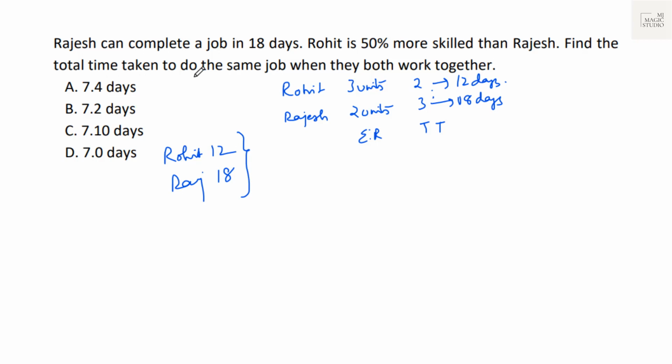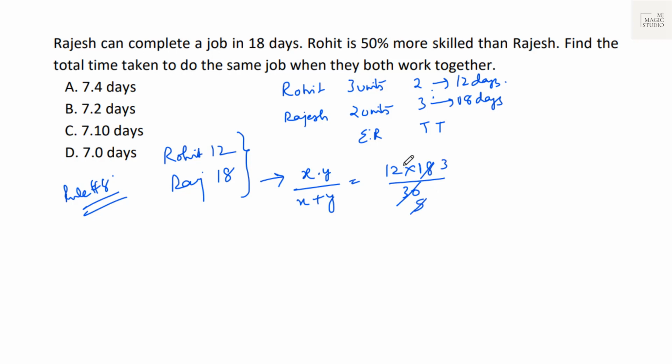Now let's see. Find the total time taken to do the same job when they both work together. And we know the drill from rule 8. Go through it. If 2 people are working together, the total time taken by them would be x into y divided by x plus y. So that would be 12 into 18 divided by 30. 6, 5, 6, 3 and 5, this is 2.4. 2.4 into 3 is 7.2. So if they are working together, they will take 7.2 days. Option B is the pick.